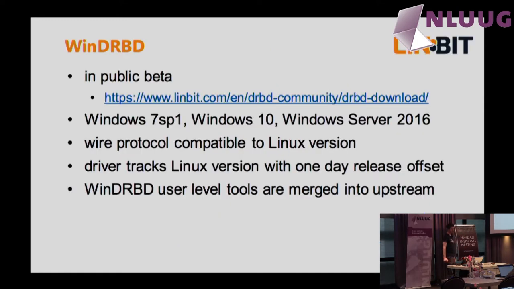Public beta runs in Windows 7, Windows 10, Windows 2016. It is compatible with the Linux version, so you can hook up the Linux machine to the Windows machine and replicate both directions. It is still based on the Linux version, so there's a compatibility layer in Windows that basically turns the Linux kernel module, or most of it, into a Windows driver, so that we don't have to copy paste all the code. We can just commit it to the Linux version, and then the Windows build process takes what the Linux version has and applies it to the Windows driver module. So it tracks the Linux version with only one day release offset normally. And the WinDRBD user level tools are also integrated with the Linux user level tools, the so-called DRBD utils. So it's really the same package in that case.